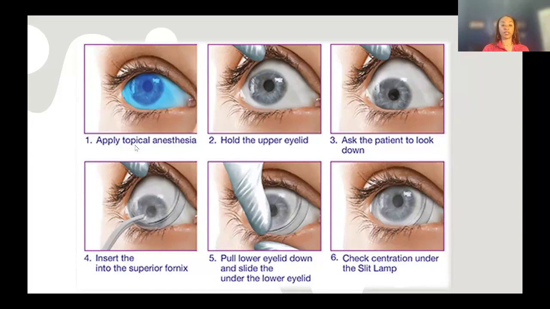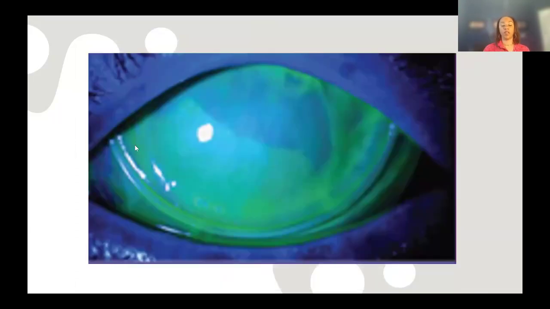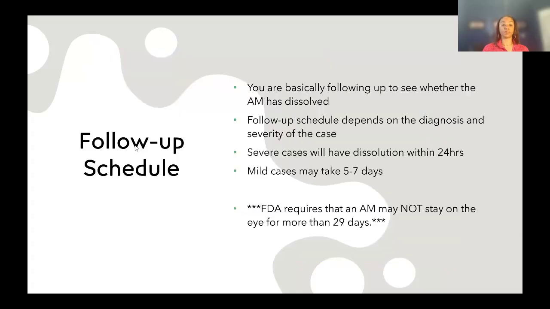So how do we put it on? Apply a topical anesthetic. You hold the patient's upper lid, ask the patient to look down, and then while you're holding the membrane, you just slide it underneath the upper eyelid, then have the patient look straight, pull the lower eyelid over the bottom of the membrane, and then check for centration on the slit lamp, just like this. You can actually apply fluorescein to the membrane just like you would to the naked eye, and you can also check IOP with the membrane on if you need to.